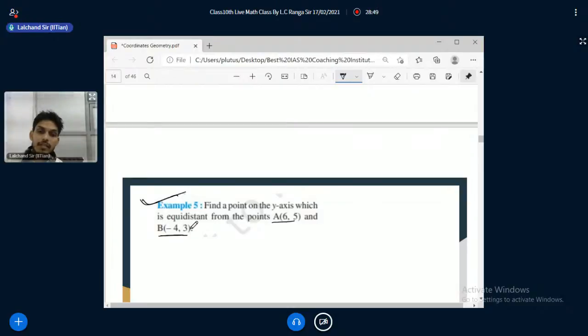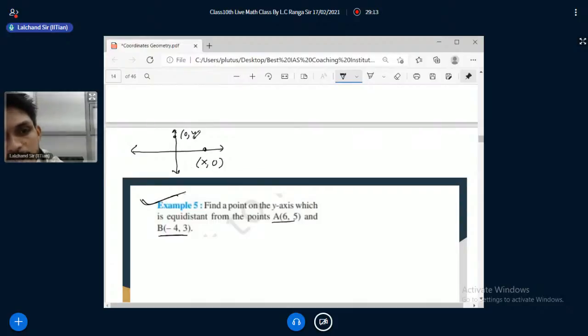Can you tell me what is the general point on the y-axis? How to write a general point on the y-axis? Look, we have 0, y. Yes, absolutely right. If a point is on the x-axis, then we can write x, 0. If a point is on the y-axis, we can write 0, y.